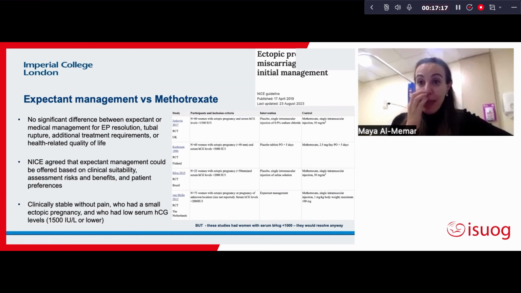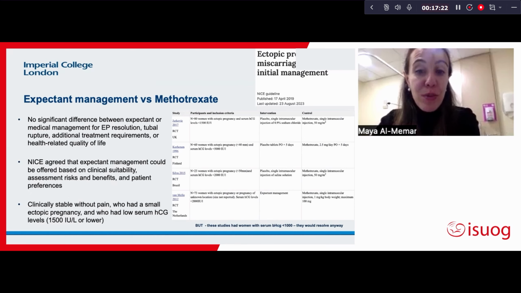When we look at expectant management versus methotrexate, there were some reviews of various randomized controlled trials performed in Europe and UK, Finland and the Netherlands and Brazil. And they found no significant difference between expectant or medical management for ectopic pregnancy resolution, tubal rupture, additional treatment requirements or health-related quality of life. And therefore, the NICE guidance in the UK agreed that expectant management could be offered based on clinical suitability, assessment of risks and benefits, and patient preferences.